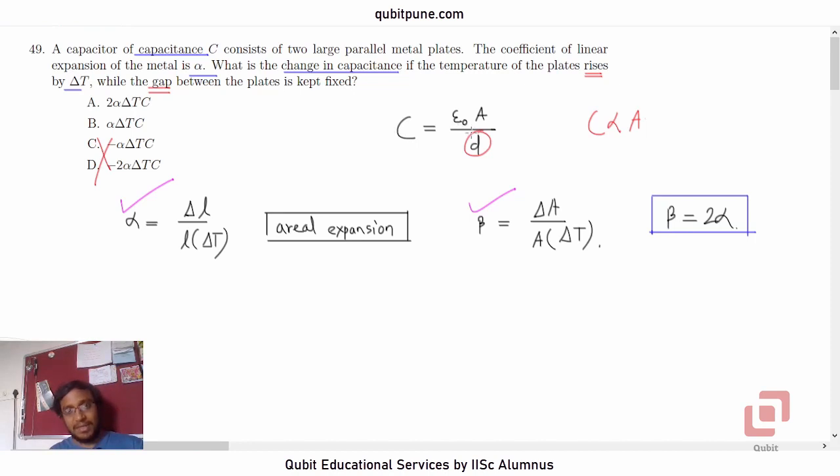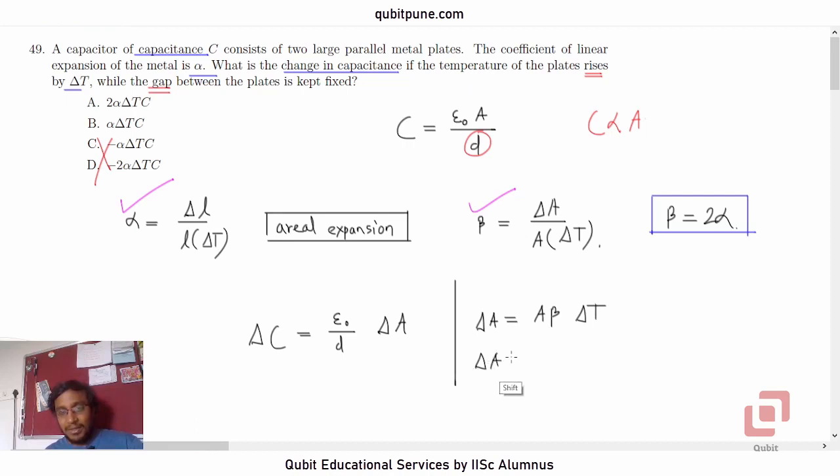So if C is epsilon naught A by D, I can say that the change in the capacitance will be epsilon naught by D into delta A. That is actually just a differentiation, but we are not writing the variable of differentiation. So delta C is epsilon naught delta A upon D. Now can we find this delta A? Of course we can. Using the coefficient of areal expansion formula, delta A is A beta delta T. But beta is actually 2 alpha.